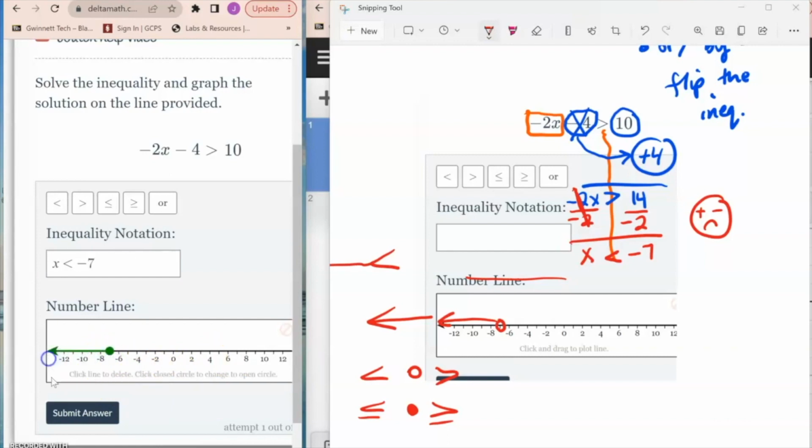and drag. But that's a closed circle, right? So look at what it says, click line to delete. So if I made a mistake, I can click that to delete it. What was my number? Negative 7. So it's between here. Okay.